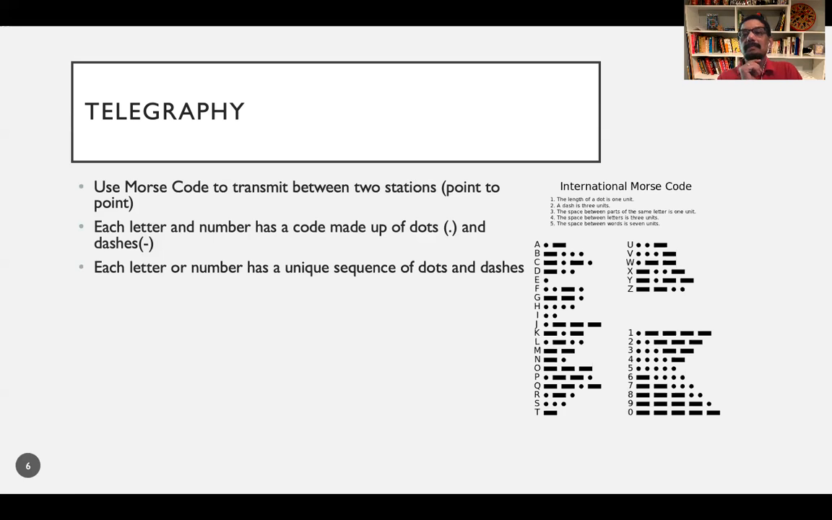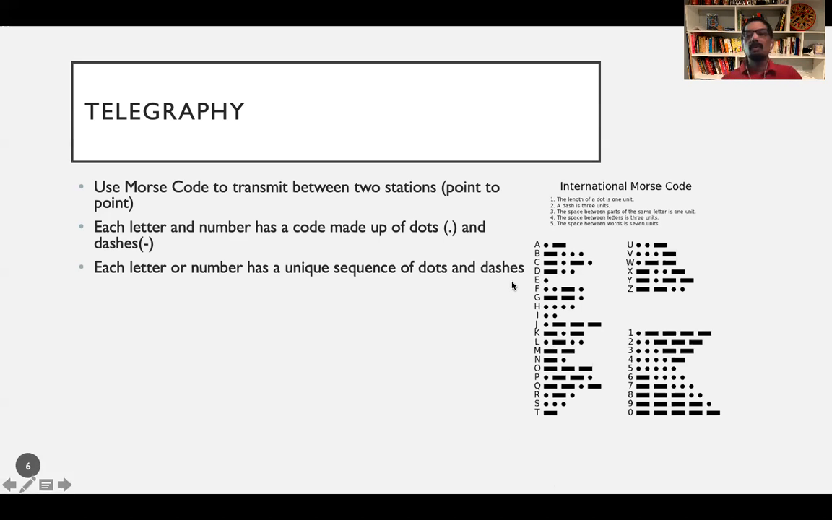So here is an example on the side, the International Morse code. You can see the letter A is represented by a dot followed by a dash. B is represented by a dash followed by 3 dots. A very important thing to note here is that the letter E has the least amount of information needed to send it. It only has a dot, okay? And the letter T has a dash.